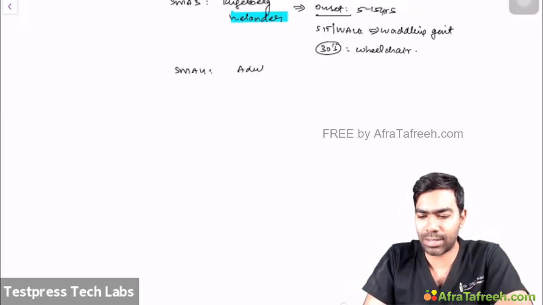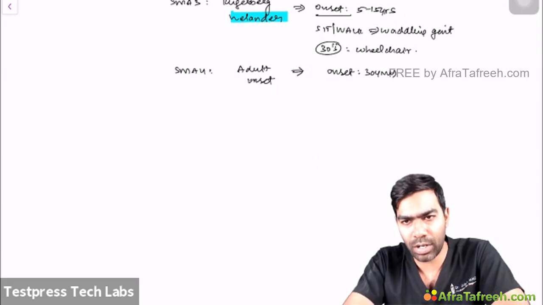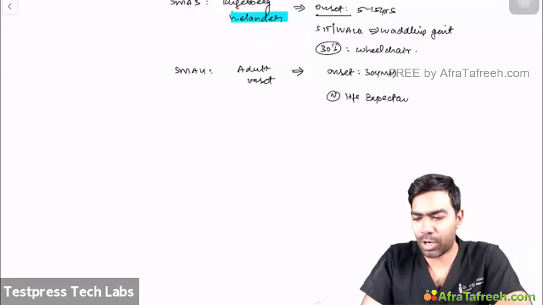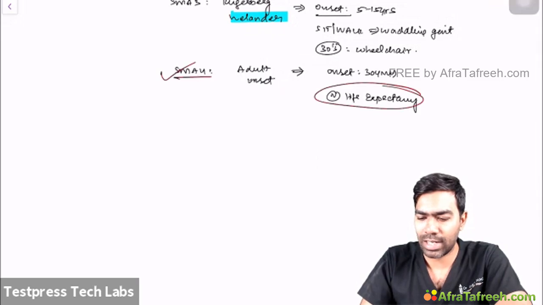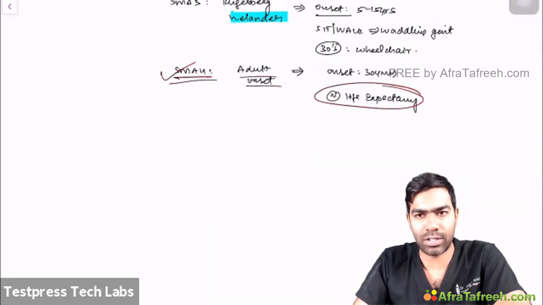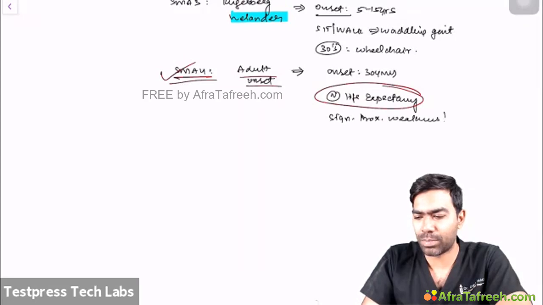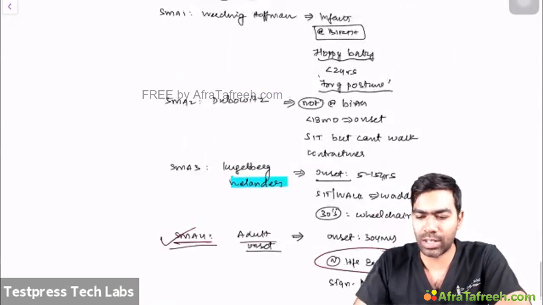Then we have SMA type 4, that is spinal muscular atrophy type 4. It's an adult onset SMA. As the name tells, the onset will be at approximately 30 years. These patients will have significant proximal weakness. But one important point is that these patients will have a normal life expectancy. That's the most important point. Among all the spinal muscular atrophies, the only one which has a normal life expectancy is SMA type 4, the adult onset SMA. Still, they will be disabled a lot, but they'll have a normal life expectancy overall.